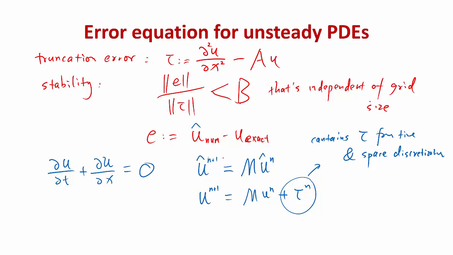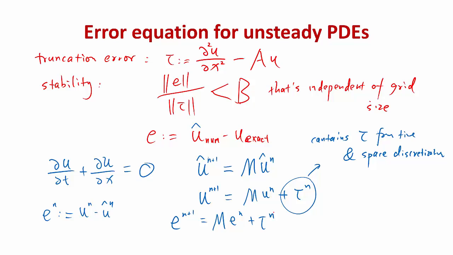Now, when you subtract these two equations, and if you define E^n to be U^n minus Û^n, then what we have is E^(n+1) is equal to the same M times E^n plus tau^n. So we get an evolution equation for the solution error.